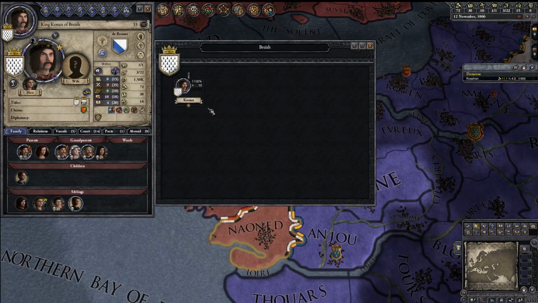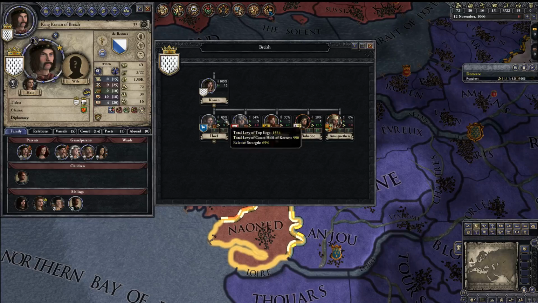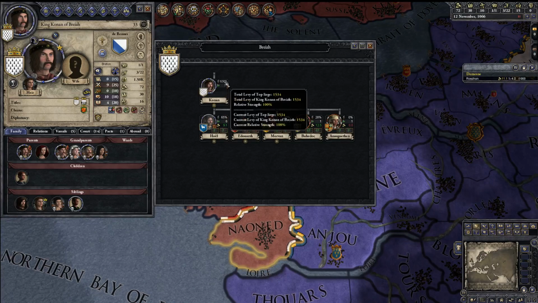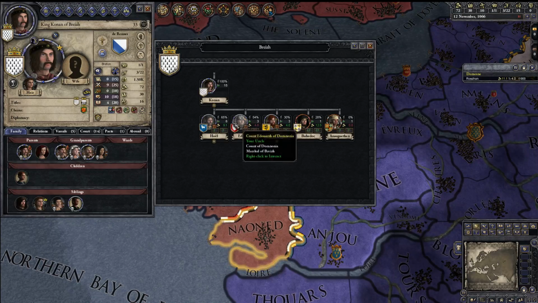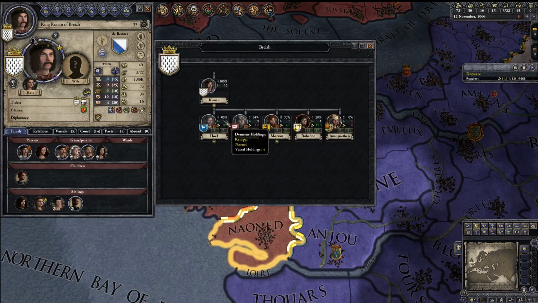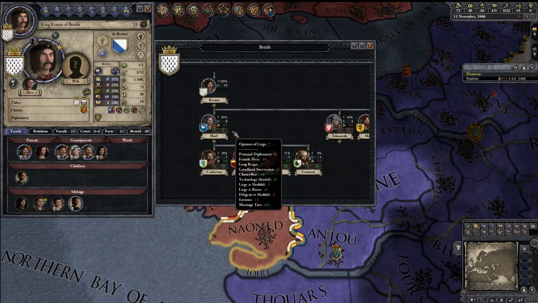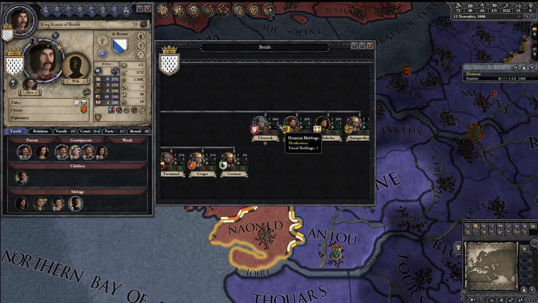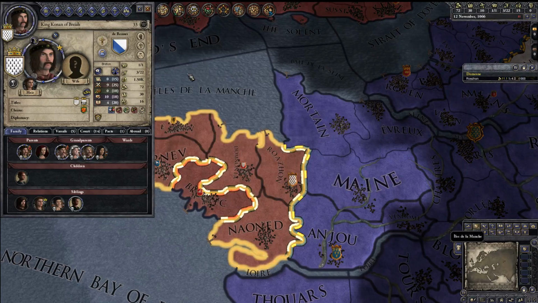Next up we have our realm tree. This is not who's related to you. This is who is in your realm, how many troops they have, how strong they are compared to you, how much money they make, or how much money they give you, I should say, how many holdings they have, who is under them, and what their opinion of you is. And of course you can hover over anything. It will give you more information from the awesome tooltips.